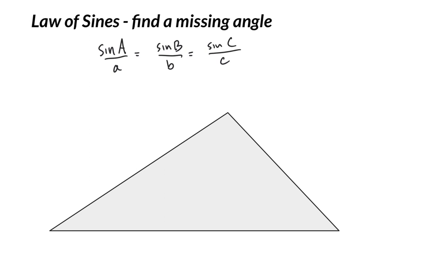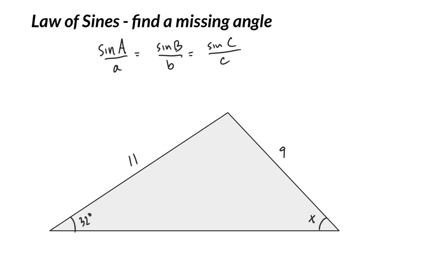The sine is opposite over hypotenuse, cosine's adjacent over hypotenuse, tangent is opposite over adjacent. You'd want to use those. Those are maybe not easier, but those are what you would want to use for a right triangle. So law of sines is useful when the triangle is just any kind of non-right triangle. So let's do an example.